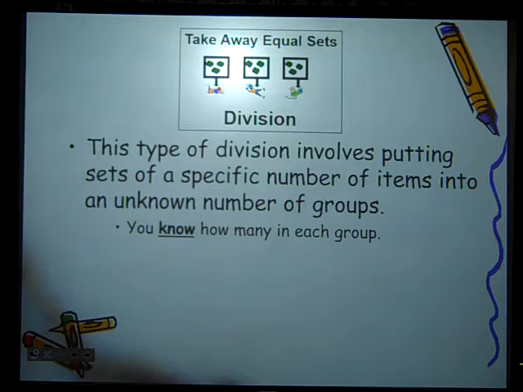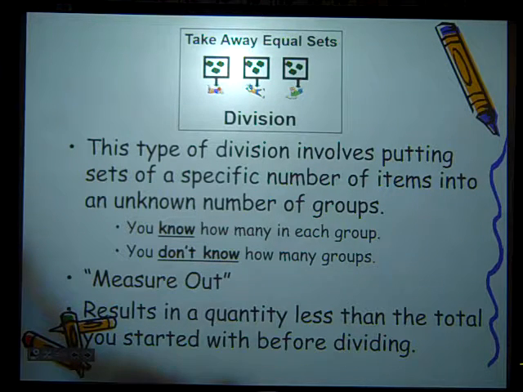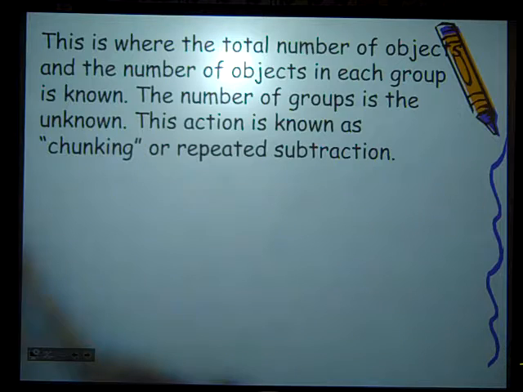In this problem, what do I know? I know the whole, the number of goldfish. I also know how many are in each group. But this time, I don't know how many what? I don't know how many groups I'm going to have. I don't know how many bowls I need, do I? That's what I'm trying to figure out. How many fish bowls will I need? Does that make sense? Yes. Okay? So, this kind of problem we are measuring out.